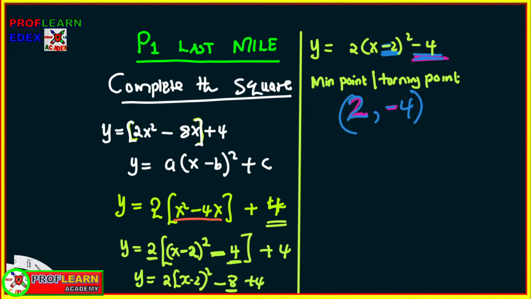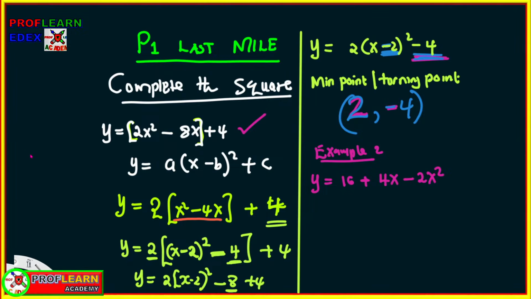However, you will also be given a question that is a bit different. You may be given a question that looks like this. So this type of question, or given y is equal to, let's say, 16 plus 4x minus 2x squared. So you may be given an expression that looks like that, and then you are supposed to express it in this particular form.